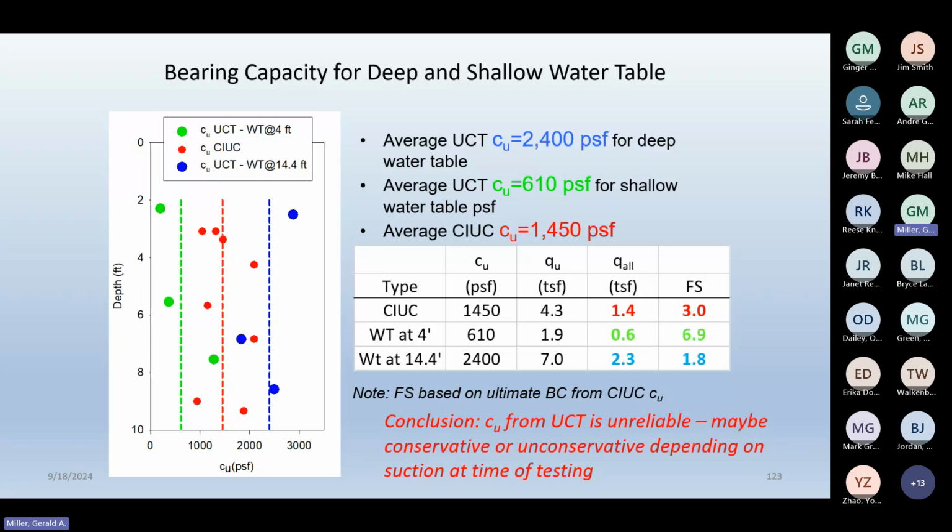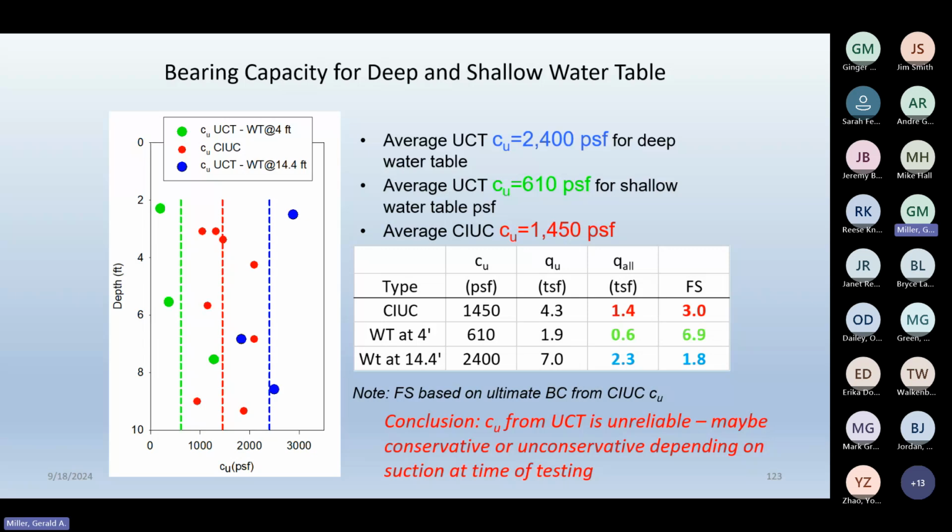And then conversely, if we use the unconfined data that we got when the water table was high, we'd underestimate the strength and the bearing capacity, and we'd actually end up with a factor of safety of about 6.9 compared to the triaxial test results.